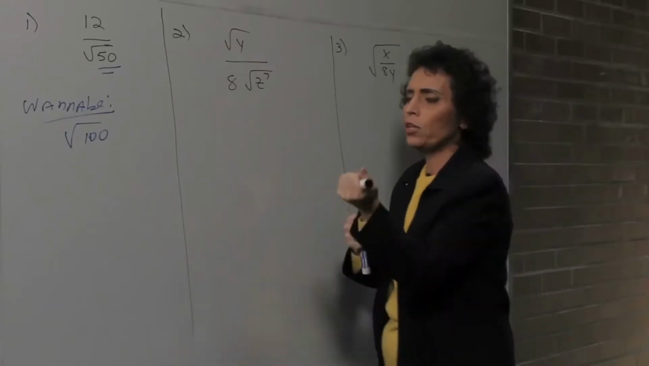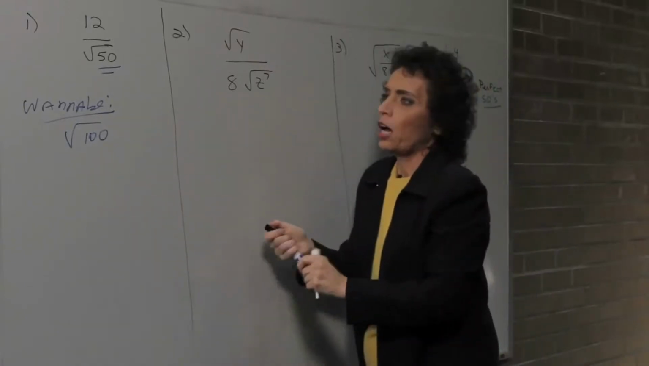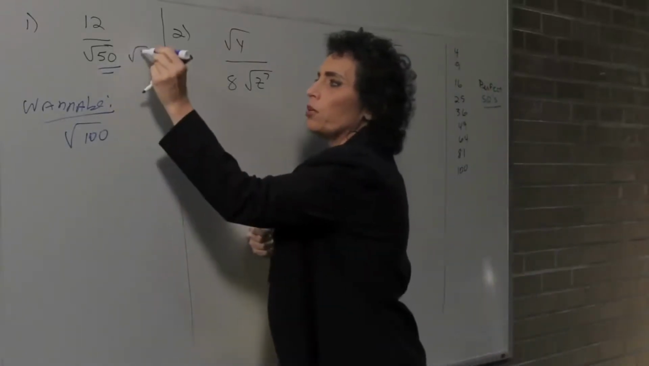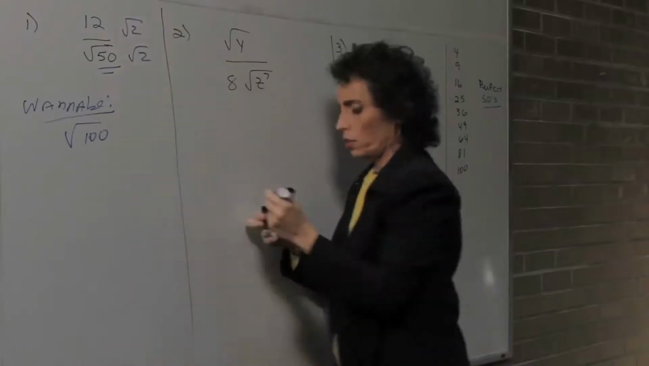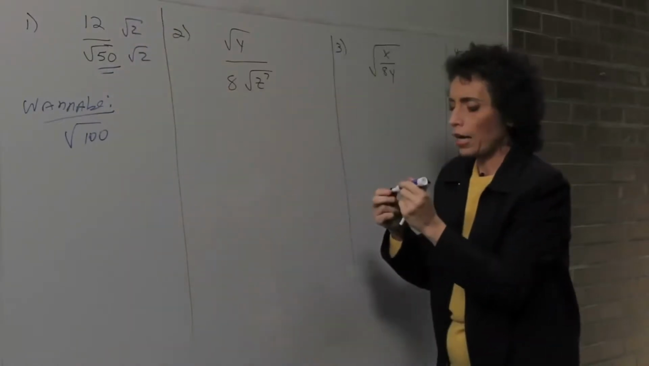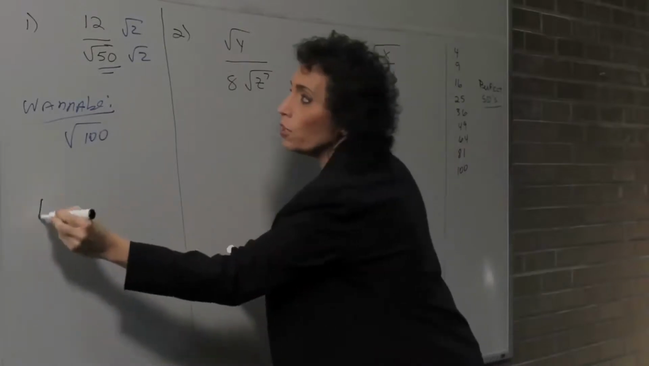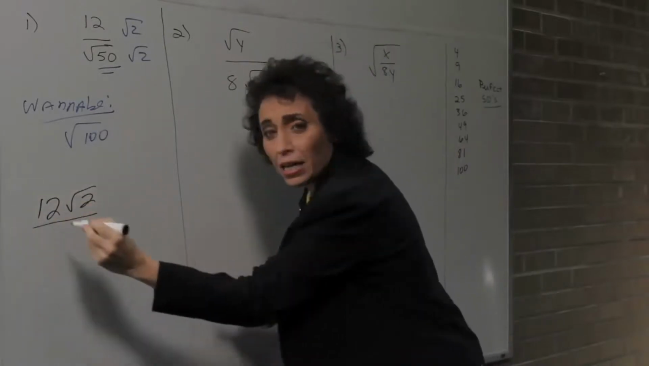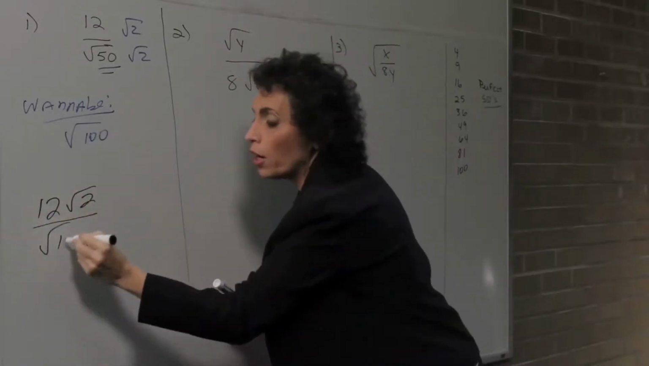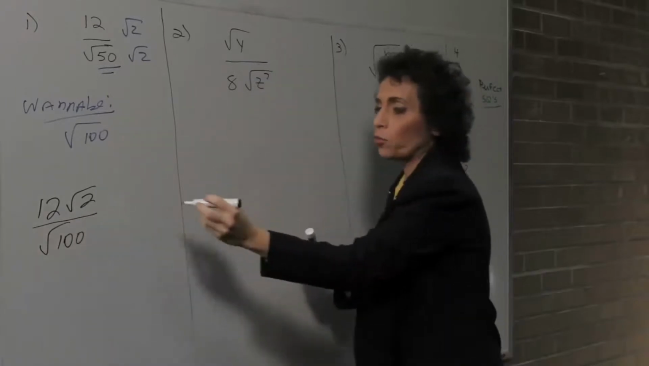So here's what I'm going to do. I have to multiply the bottom by square root of 2, square root of 2. So on the top, I have 12 square root of 2. On the bottom, I have square root of 100. Do not reduce. You'll get back to where you started.